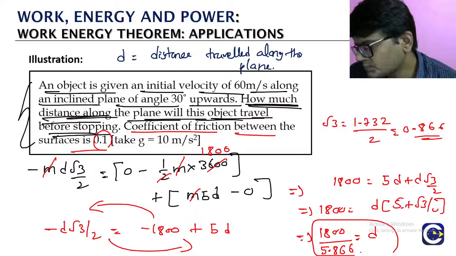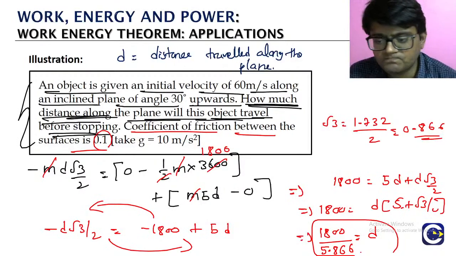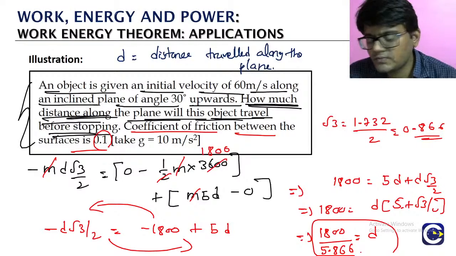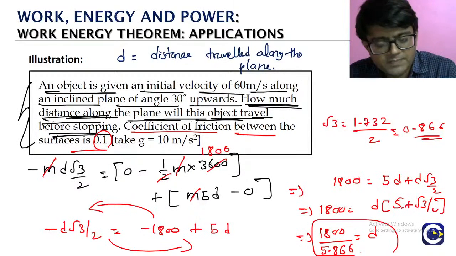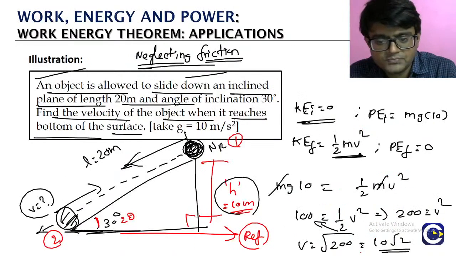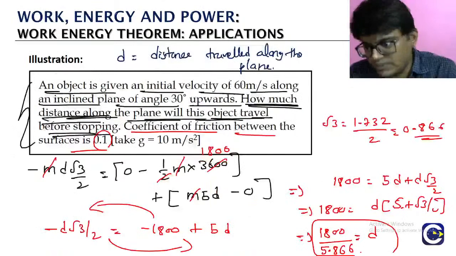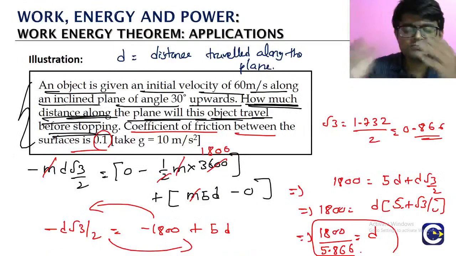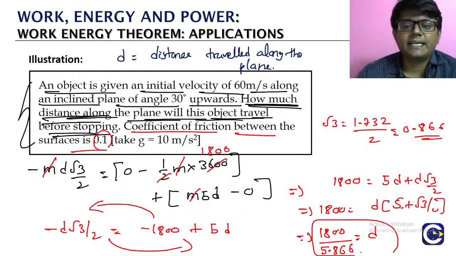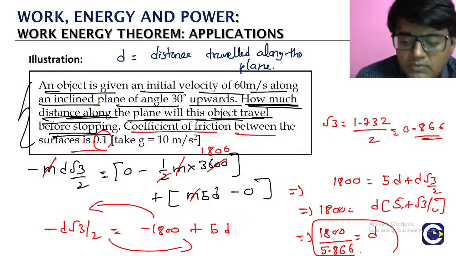Okay. Sanju Vikashini, you are saying the answer is 14. Is it for the previous question? 10 root 2. Okay, so that was for the previous question. In this question, it is 1800 divided by 5.866. We can say the approximate answer. What is the answer?